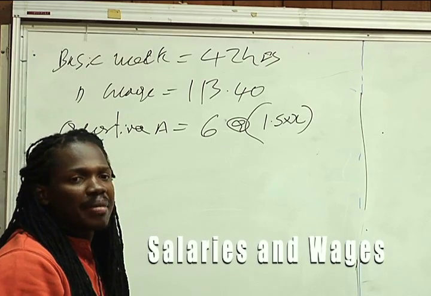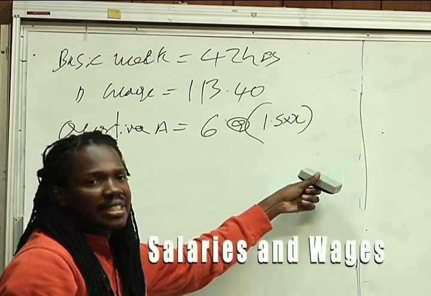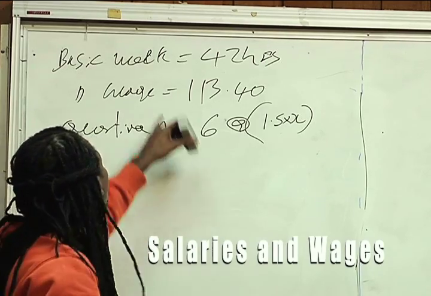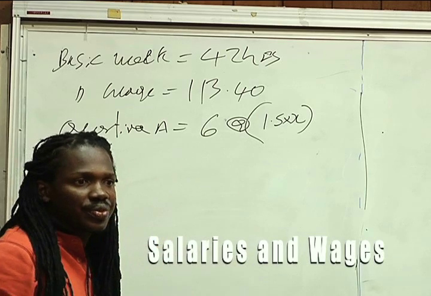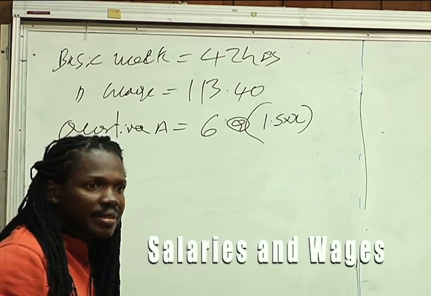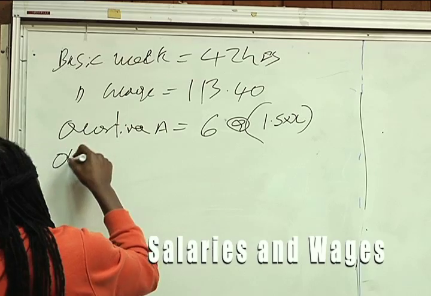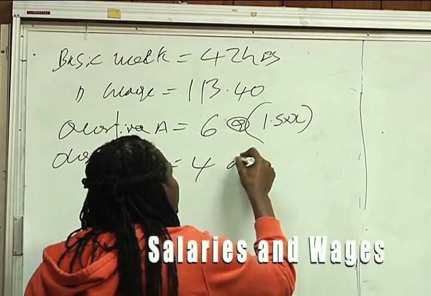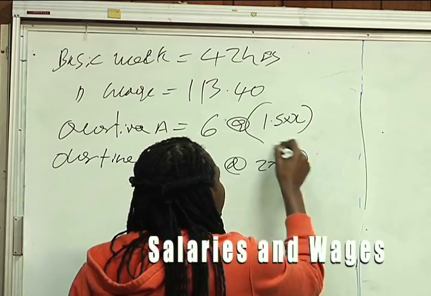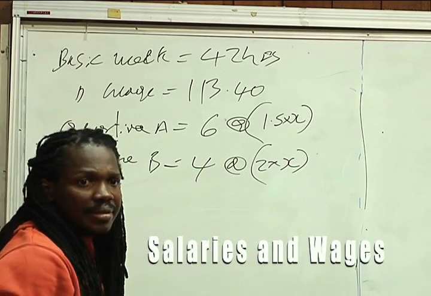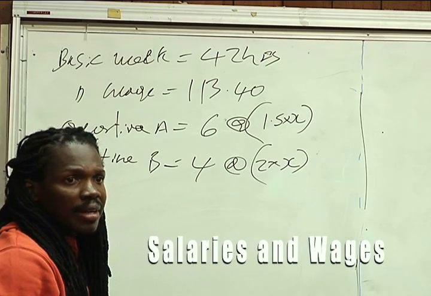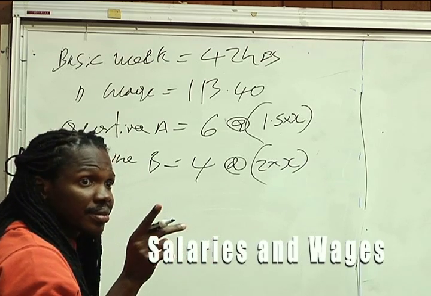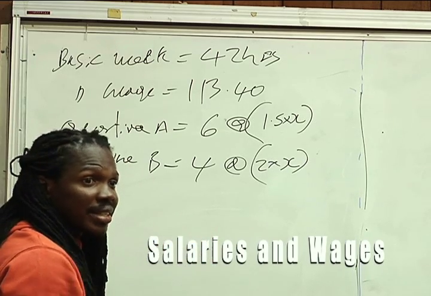At 1.5 times X. Why is this times X? Because we don't know his hourly rate. We only know his basic week and his weekly wage. You see that? We know that overtime B is 4 hours at 2 times X. You see that?